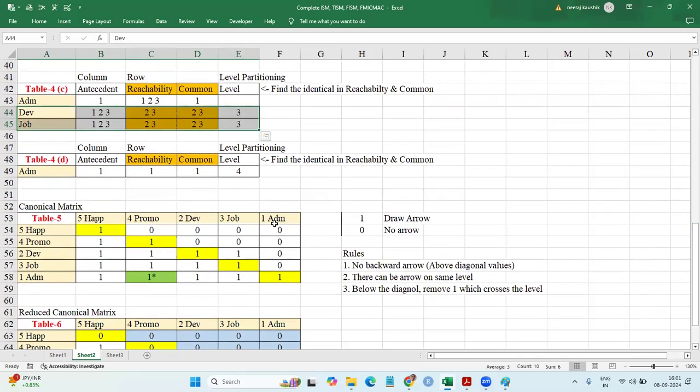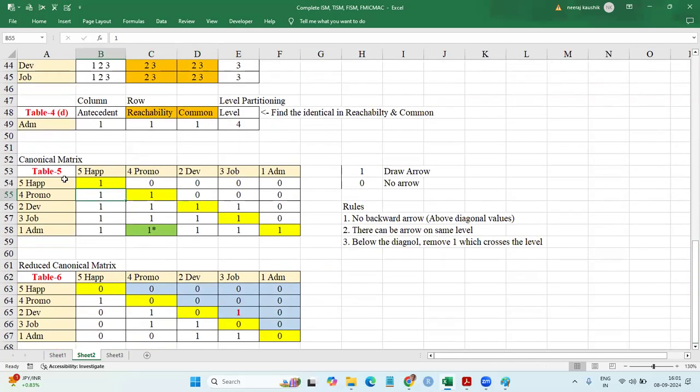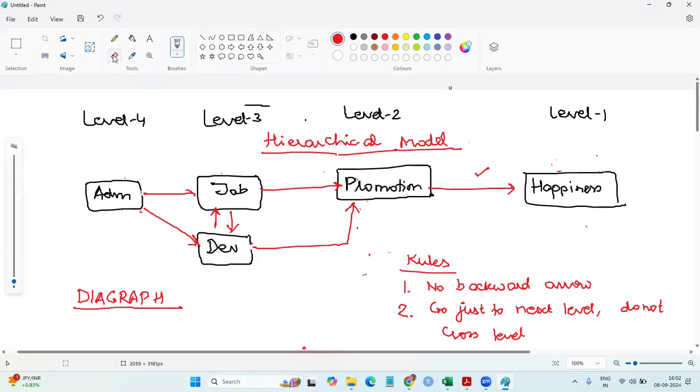After doing this, now we go to the levels. Rearrange the table number 3. This will become table number 5. Rearrange. In this table, 3 rules are there. The 3 rules are: first, no backward arrow. It will not come, but if it is still there, you have to remove that. The second one is there can be an arrow on the same level. This is also okay. And if you prefer a 2-sided arrow, that is also okay.